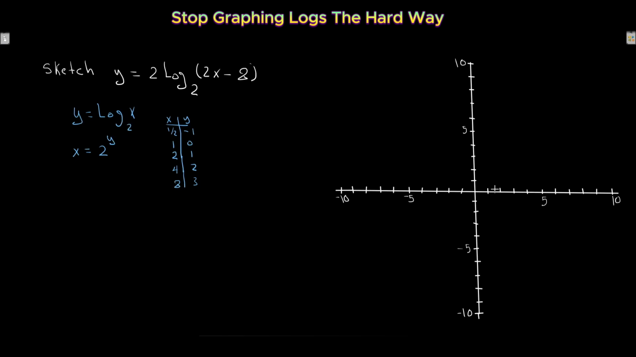So now let's go ahead and plot these points. We have a half and -1, which is right here. We have 1 and 0, which is right here. We have 2 and 1, which is right here. We have 4 and 2, which is right here. And then we have 8 and 3, which is right there. Okay, let's label this as x and y.